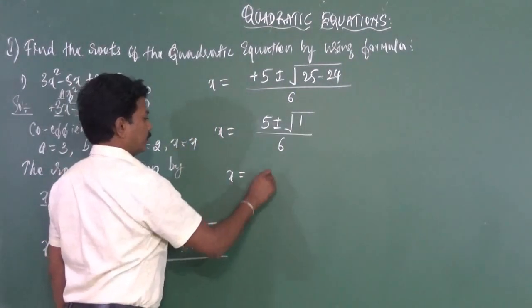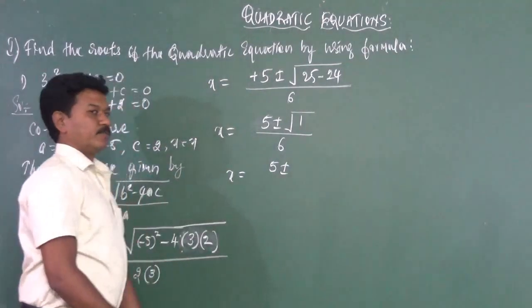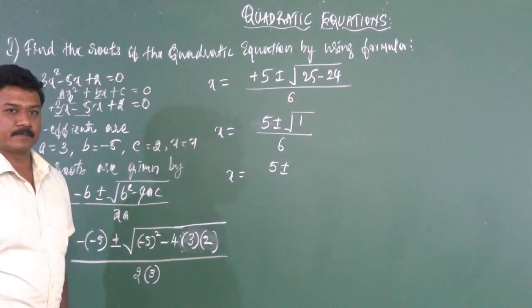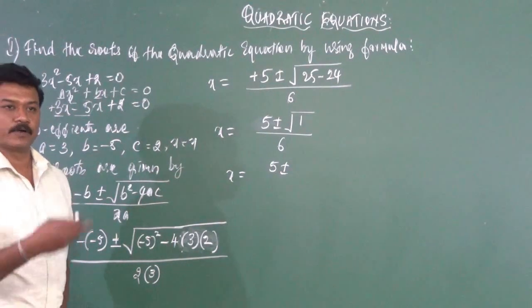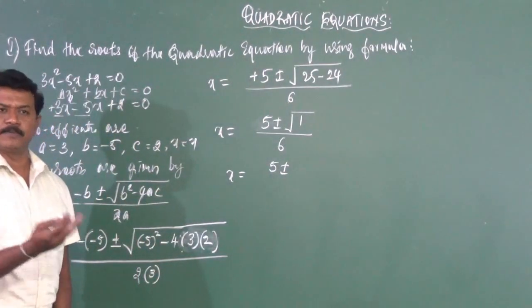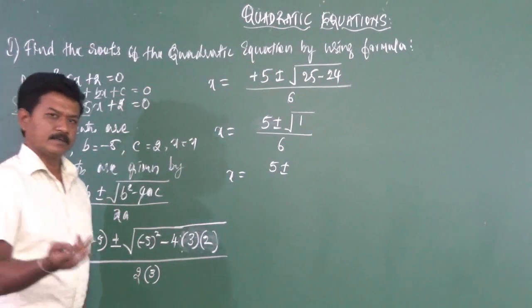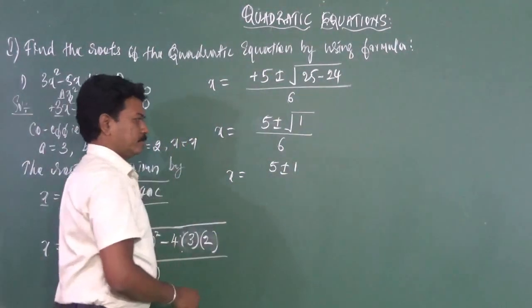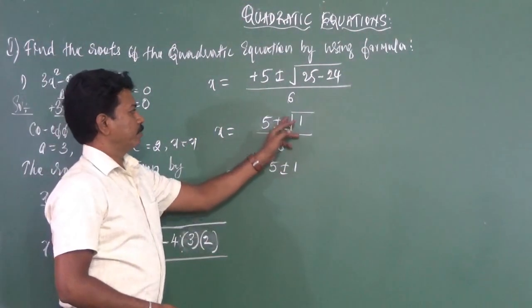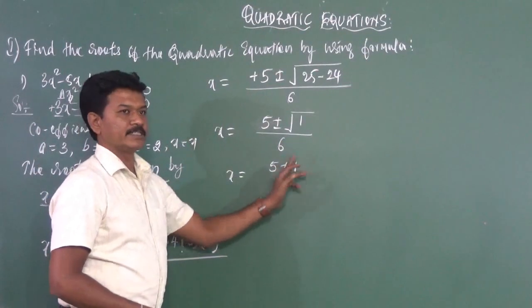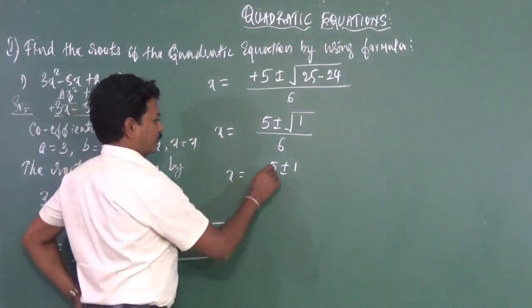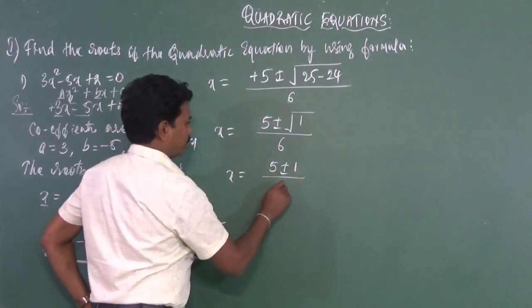So x is equal to 5 plus or minus. Most of the students forget that square root of 1 is 1. What is square root of 1? What is square root of 4? 2. Square root of 9? 3. Similarly, 1 is a perfect square. So square root of 1 is? 1. That's all. Write 1. Most of the students, I have seen them, they come to me, sir, here you have put this root symbol, here you have missed it. See, these things happen, right? So 5 plus or minus 1 by 6.